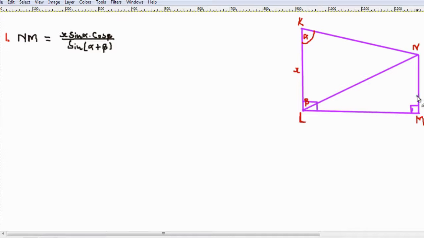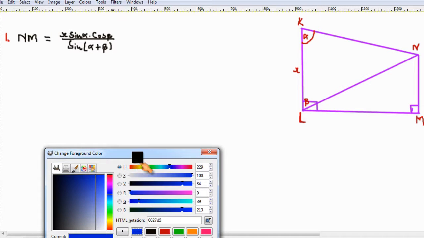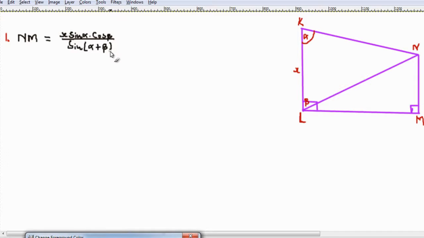Well, let's find the length MN here. Now, we have to prove that MN is equal to x, which is this length here, multiplied by sine of alpha times cos of beta over sine of alpha plus beta. Let's first start at this part, sine of alpha plus beta, because somewhere there's an angle we can add up, alpha and beta. So let's see if we can find this alpha plus beta anywhere.